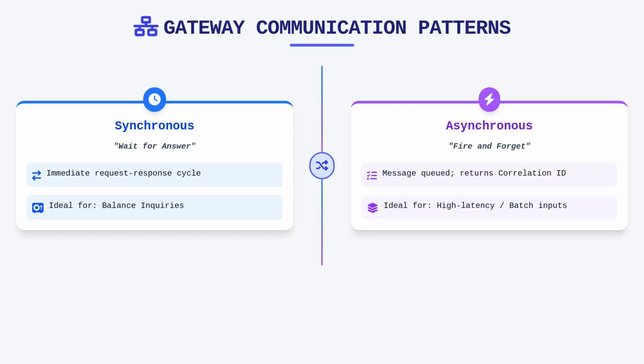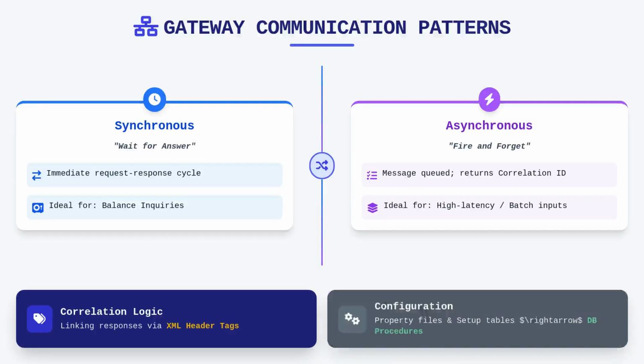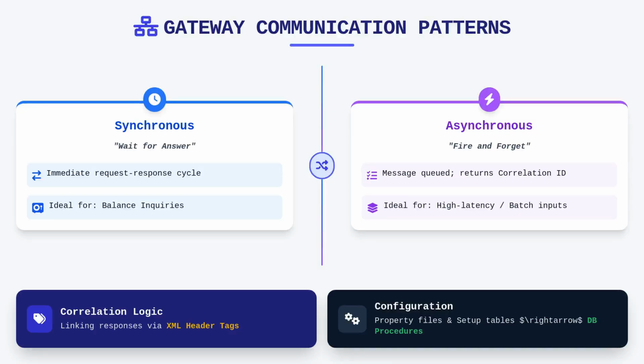of transaction throughput. You must also become familiar with the way the system handles the correlation of these messages, which often involves specific tags within the XML header that link responses back to their originating request. For the exam, recognize that the configuration of these pathways often involves modifying the property files and the setup tables within the gateway's administration screens to map logical service names to physical database procedures.